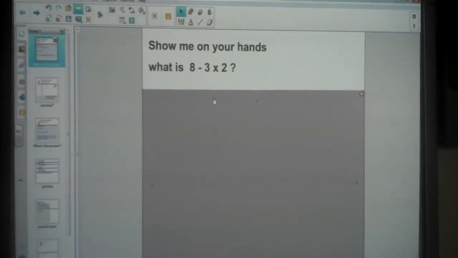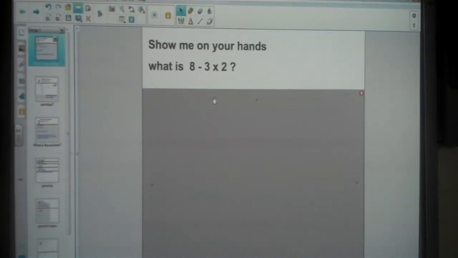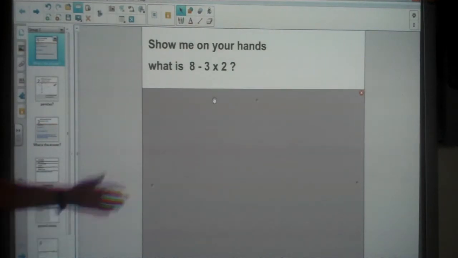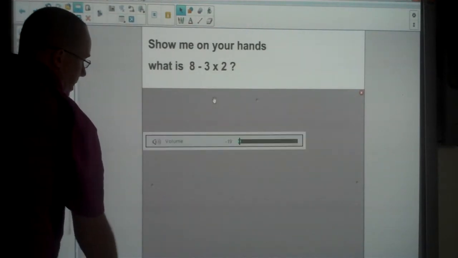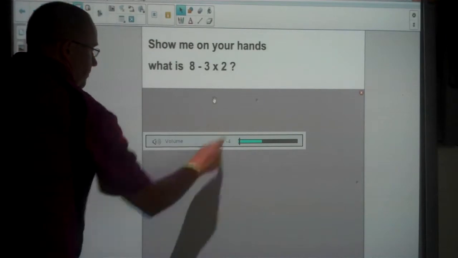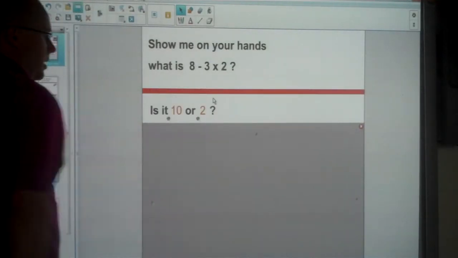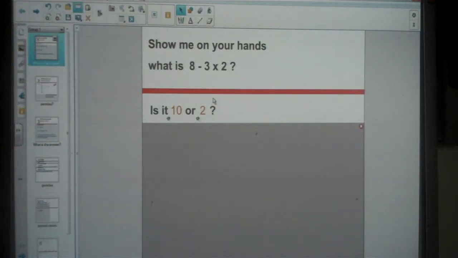This is the first lesson of Unit 1, and we're going to look at order of operations. So I asked the class at this point to show me what they think the answer is to this question. Normally at this point there's a couple of different answers that people will give depending on how they see the question. Most common two answers are going to be 10 or 2.